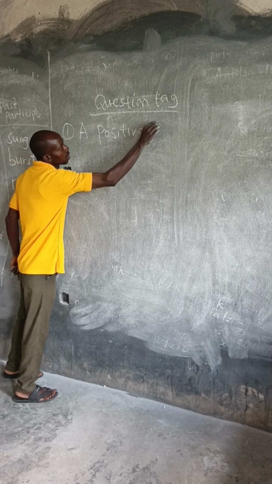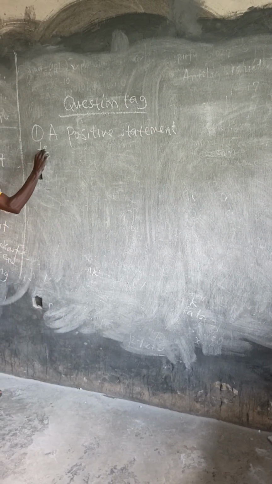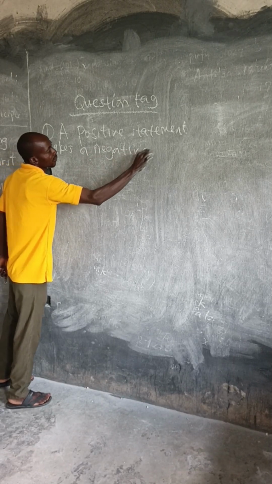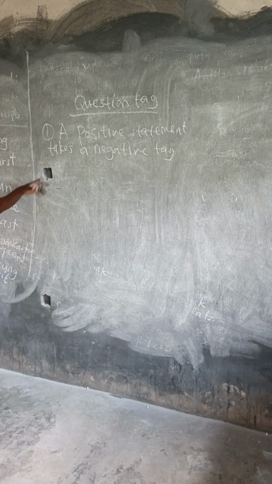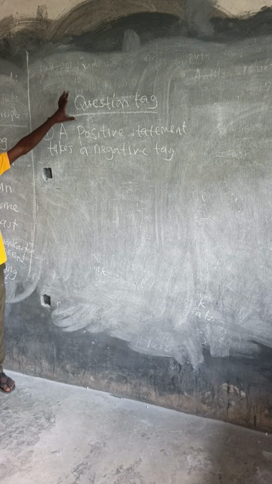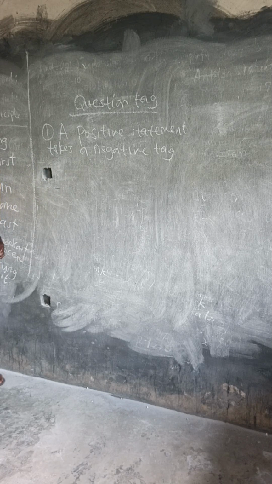A positive statement takes a negative tag. How do I mean? A positive statement takes a negative tag. In English, you are ordinarily using the auxiliary verb to get the question tag. So when you see a statement that has an auxiliary verb in it, that auxiliary verb is what you are going to transform to get the tag you attach to that statement, to ask that question.